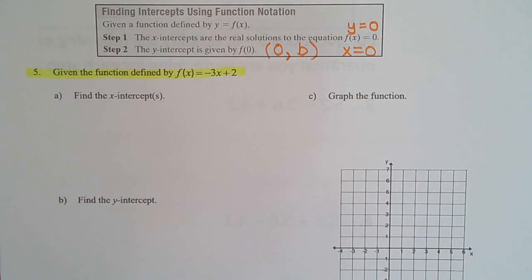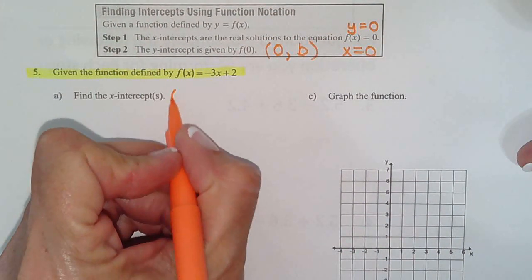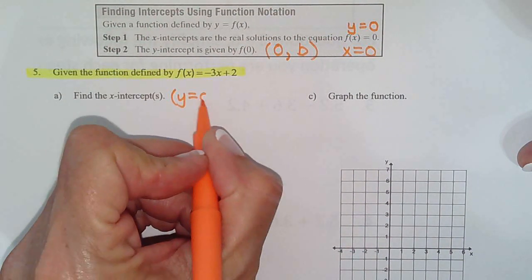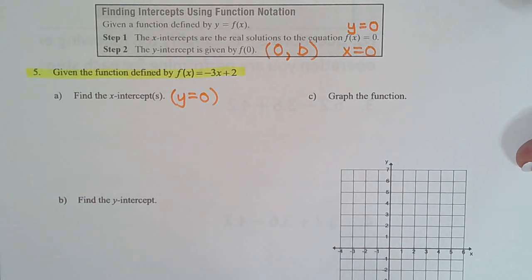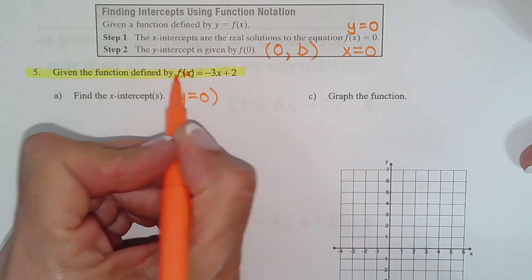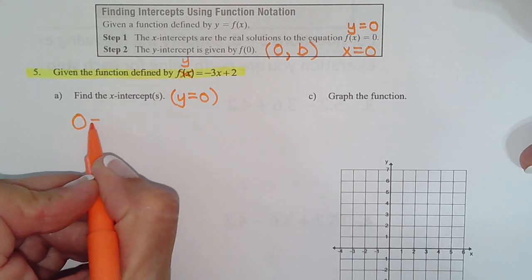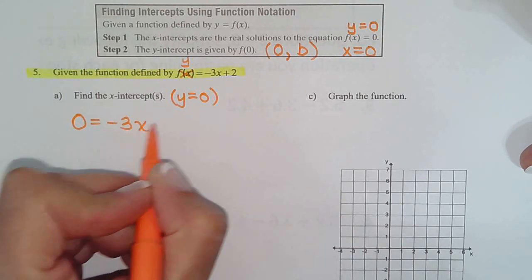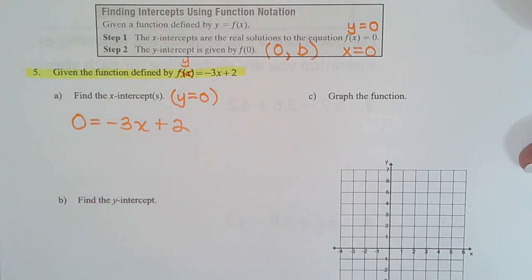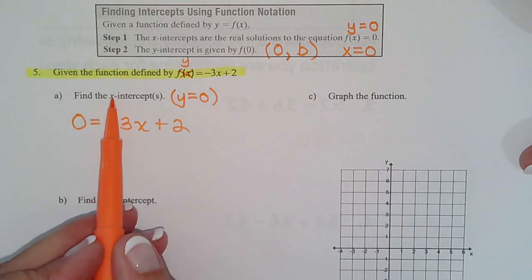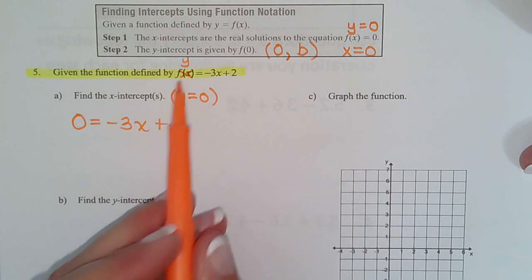X-intercepts are when we make y 0. So the minute I see x-intercept, I immediately write y equals 0 there to remind me what I'm doing. So this is my y, remember? So I'm going to make that 0, and then I'm going to solve the resulting equation. Okay? And every single time you're given an equation, this is how you find the x-intercept, whether it's a line or a parabola or a circle or a cubic function. If you're asked to find the x-intercept, you make the y 0.